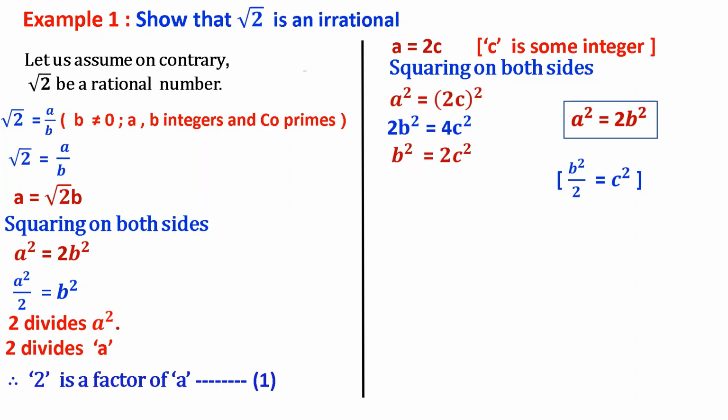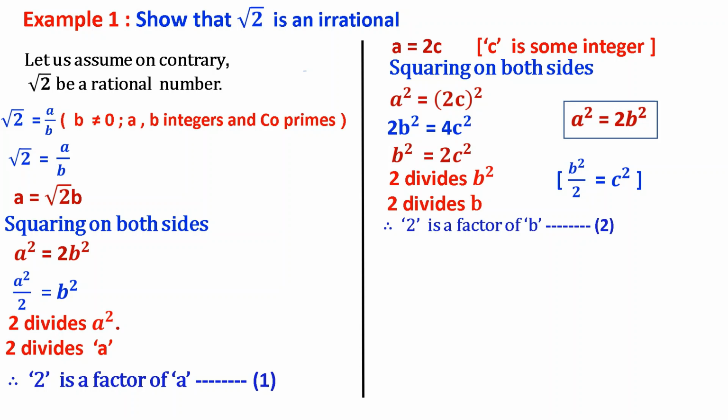It means b square is completely divided by 2, quotient as c square. It means 2 divides b square, then 2 also divides b. So if 2 divides b, 2 is a factor of b. It is equation number 2. From equation number 1 and 2, 2 is a factor of a and b.